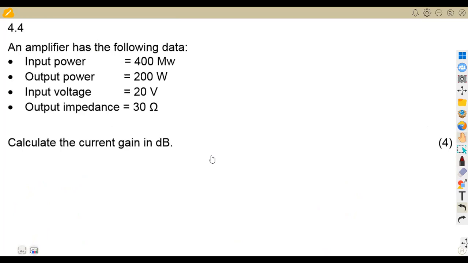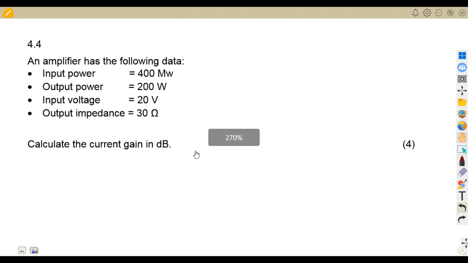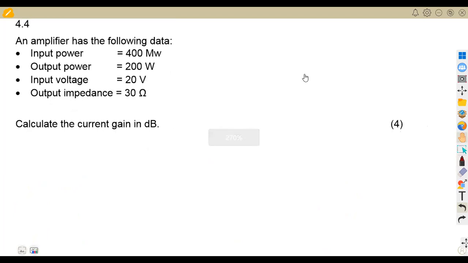Calculate the current gain in this. I think this one is just also a repetition. This time they just need us to calculate the current gain. All right, so let us just save our information here. Remember from our calculation, the current gain is equal to 20 log of the output current over the input current.